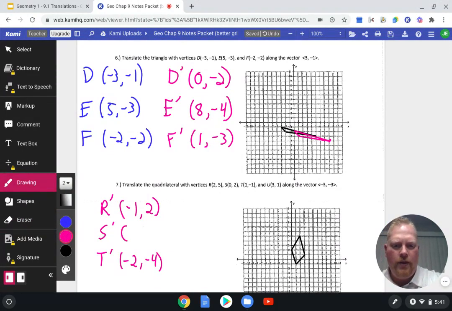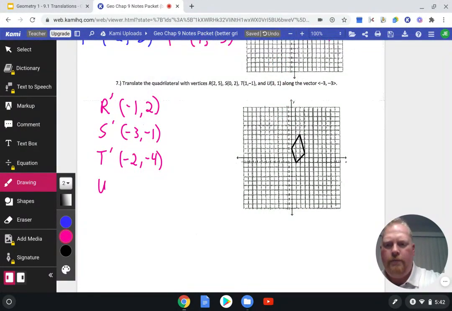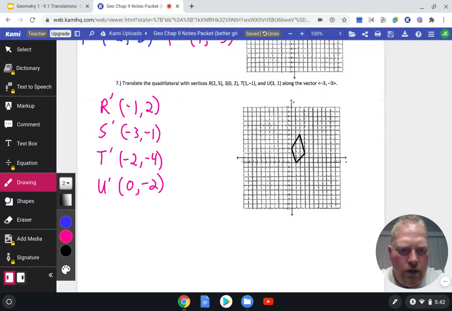So S prime would be 0 minus 3 and 2 minus 3. And lastly, U prime, 3 minus 3, and then 1 minus 3. All right, let's see how this looks. So negative 1, and then up 2, negative 3, and down 1, negative 2, and then down 4, and then 0, negative 2.